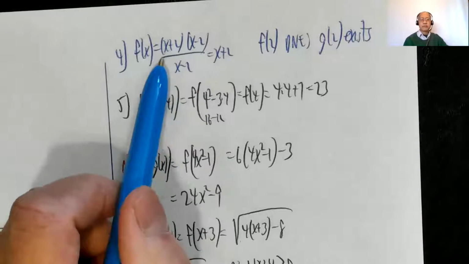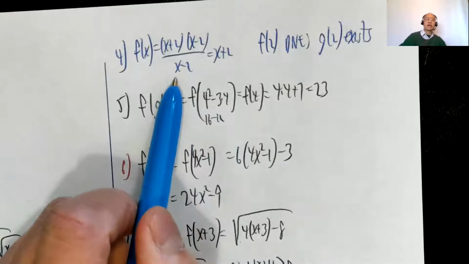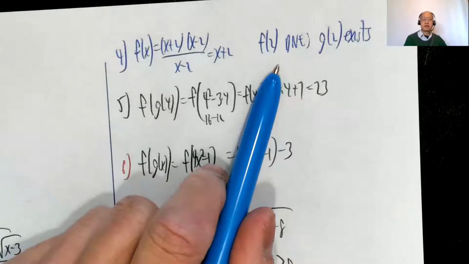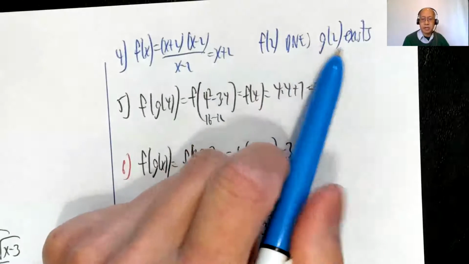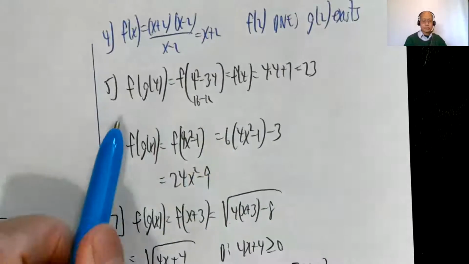Number 4, a little bit of algebra makes f of x equal to x plus 2, except 2 is not allowed in the original. So f of 2 does not exist. DNE means does not exist, but g of 2 exists. Or you can say defined: f of 2 is not defined, g of 2 is.